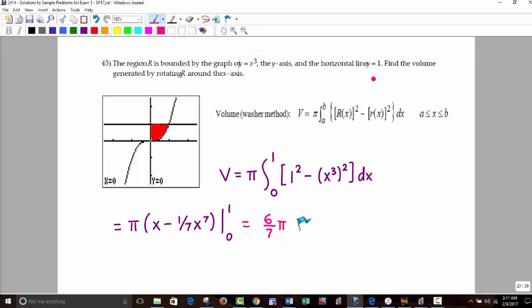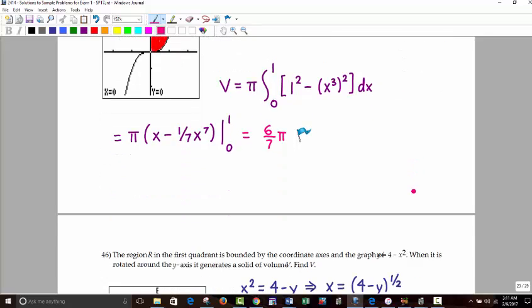If y equals x cubed and y equals 1, x cubed equals 1, so x equals 1. That's where they would intersect. So you have 1 squared minus x cubed squared, so you're basically integrating 1 minus x to the 6th. So it's x minus 1/7 x to the 7th from 0 to 1, and you have the pi there, so you end up with 6 over 7 pi. So this is very similar to 43.